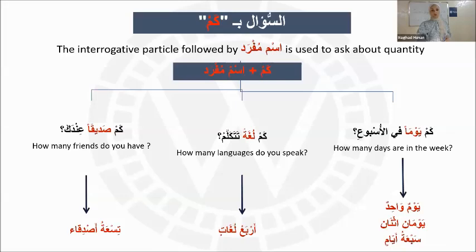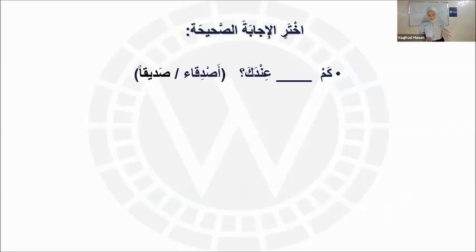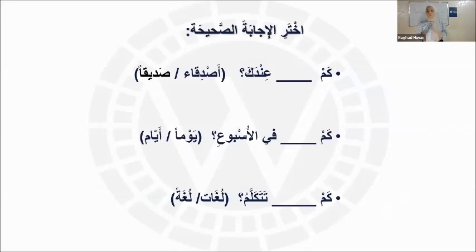Okay, now, in this question, we will choose the correct answer. So, we have a كم, and then we have a blank. First one is كم, and you should choose أصدقاء or صديق, friend. Second one, you should choose between يوماً and أيام. And third one is لغات, plural, and لغة. So choose the correct answer. كم blank عندك, which means how many friends do you have? So أصدقاء or صديق. And why?